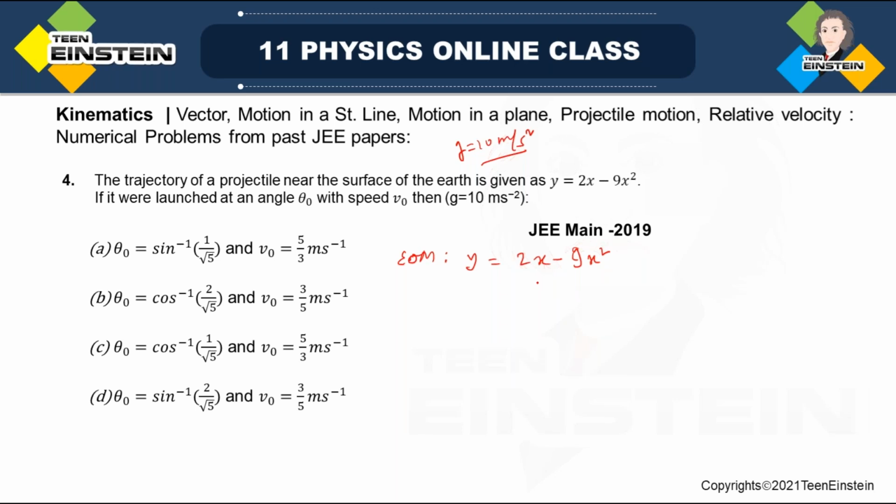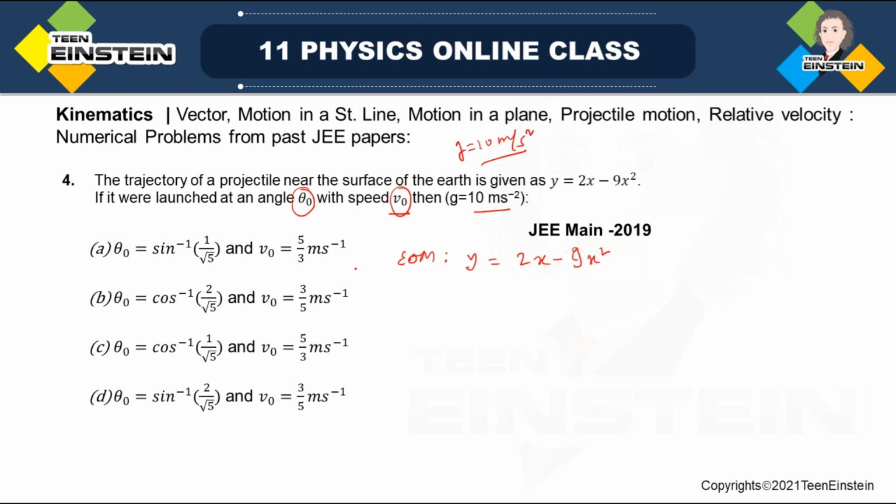Okay, this is the equation of trajectory. If it were launched at an angle theta 0 with speed v0, so this is the angle of projection, this is the initial speed v0, and g is given as 10 meter per second square, then which among these four options will be correct? Whether theta 0 will be sine inverse 1 by root 5, and v0 will be 5 by 3 meter per second, etc. So you have to find out which one is the correct answer.